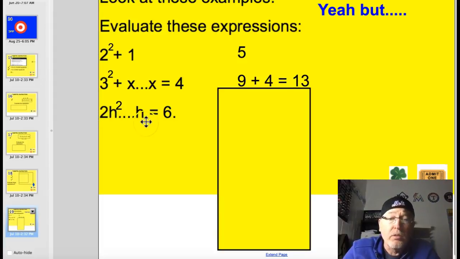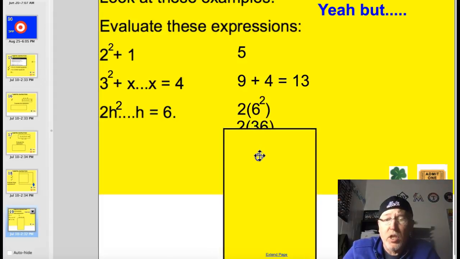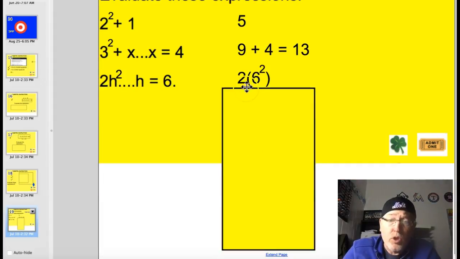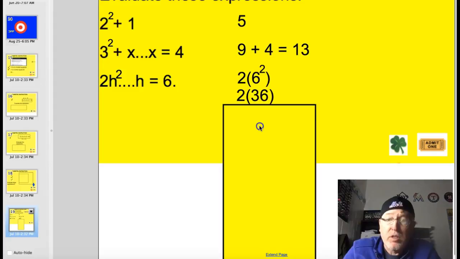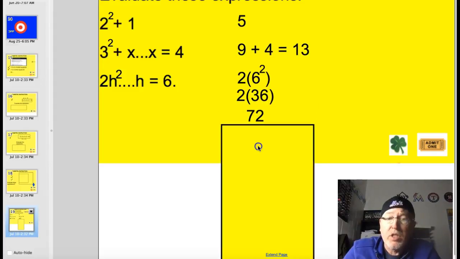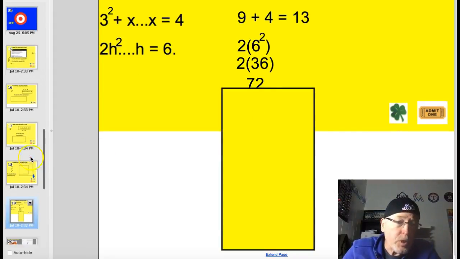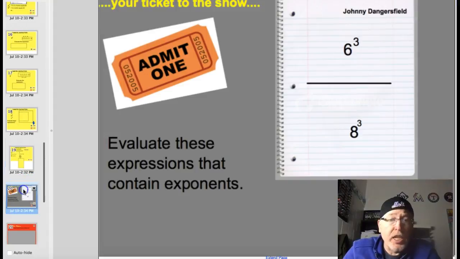2h squared, and h is equal to 6. You have to apply the order of operations in this case here. So 2 times 6 squared. In this case, you have to do the exponent first. 6 squared is 36. So you have 2 times 36, 72. All righty? Okay. Great. Let's take a look at your tickets to the show.